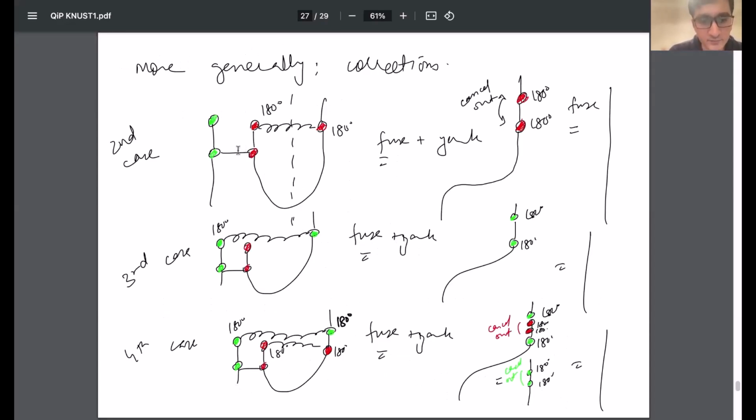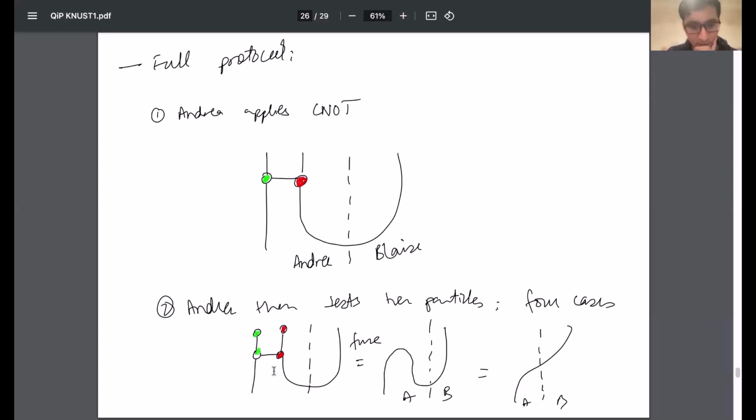Okay, so again, if there is no error, then there are no phases. You get just the plain old wire that looks like a snake. You can yank the wire, and you get the diagram on the right-hand side, which basically shows that the quantum information is transmitted from Andrea to Blaze.